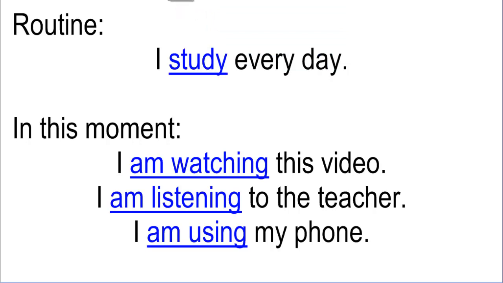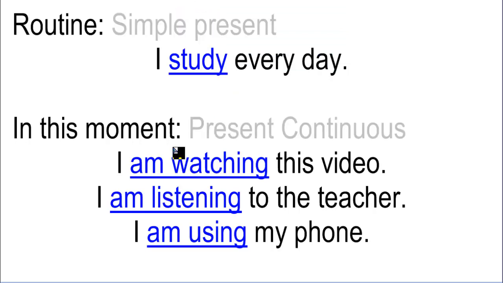But in this case, we're going to check something a little different. We're going to check the actions that we are doing in this moment. For example, in this moment, you can say, I am watching this video. See? That's what you're doing in this moment, specifically. I can also say, I am listening to the teacher. I am the teacher, and you are listening to me. Or if you're using your cell phone, you can say, I am using my phone. So you see, you have different actions that are happening in this moment. When an action happens in this moment, we use the present continuous.